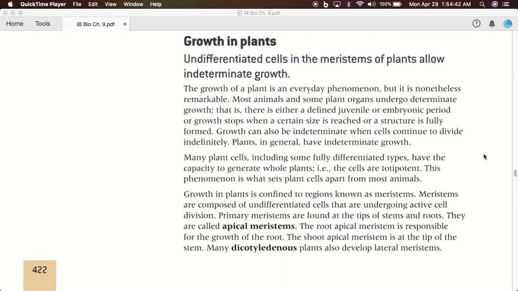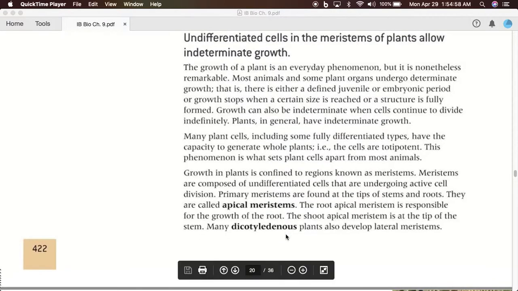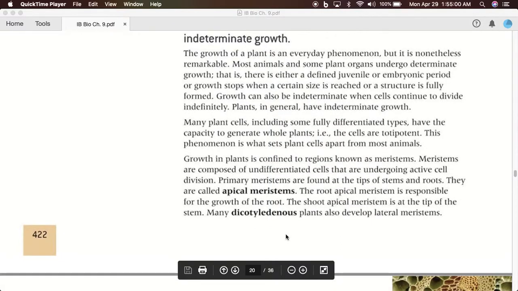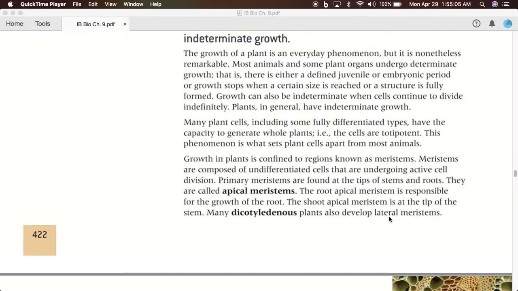Okay, so growth in plants. Plants have these sections in them called meristems, and they're basically like sections of stem cells. Plants have these things called apical meristems, and apical meristems are at the stems and the roots. And basically, they can continue to grow throughout the lifetime of a plant. Some plants will also have lateral meristems, and lateral meristems, instead of helping them to grow up and down, will help them to get wider.